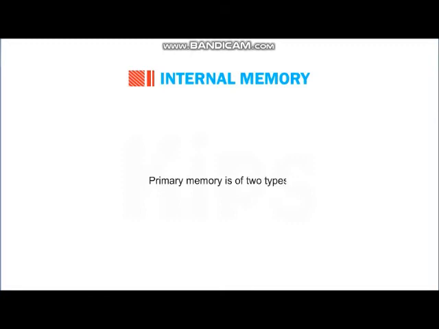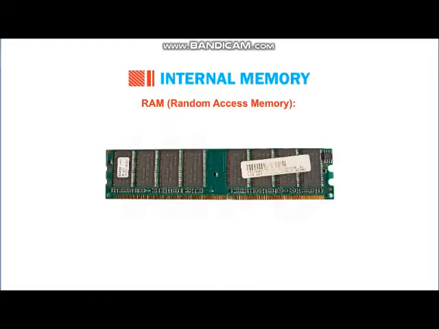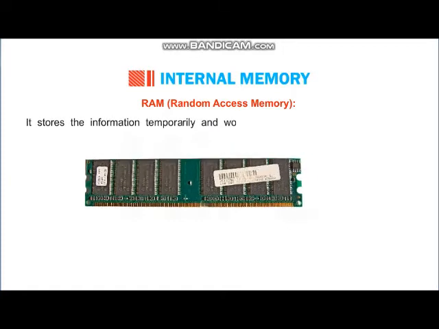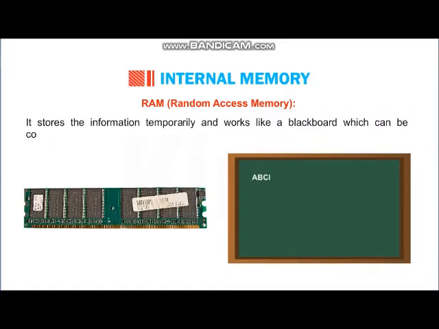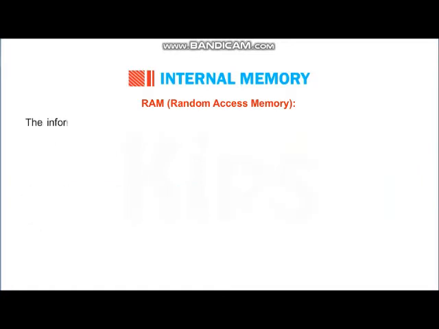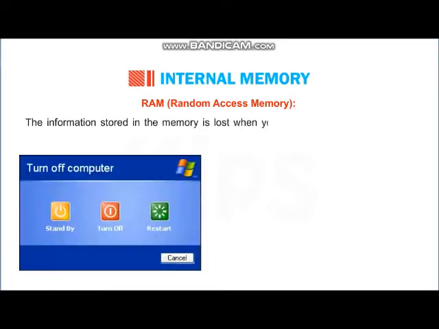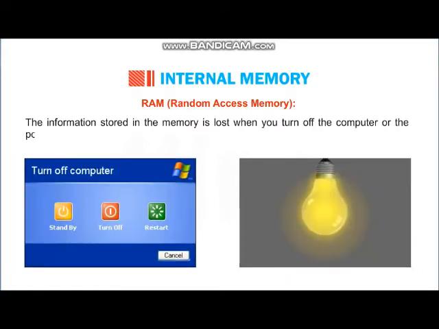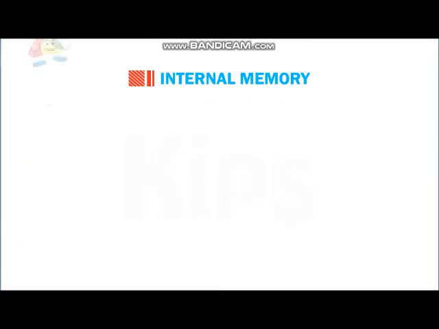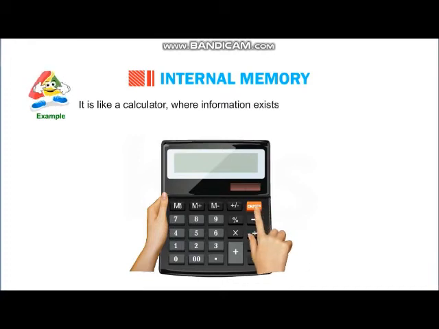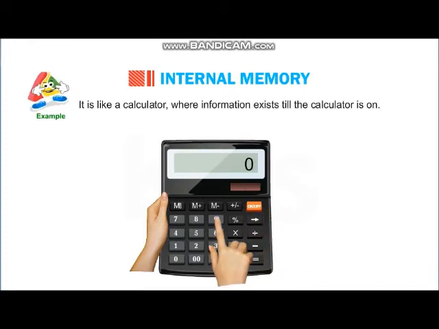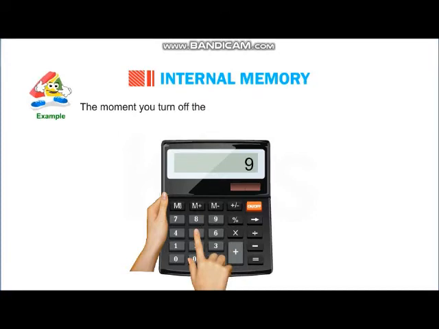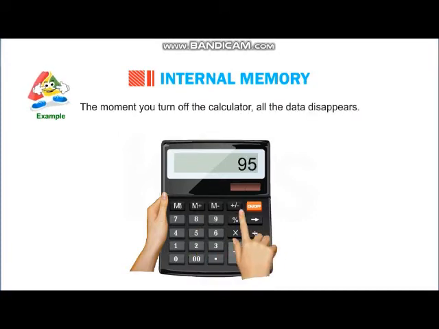Primary memory is of two types. RAM, random access memory. It stores the information temporarily and works like a blackboard which can be constantly overwritten with new data. The information stored in the memory is lost when you turn off the computer or the power goes off. For example, it is like a calculator where information exists till the calculator is on. The moment you turn off the calculator, all the data disappears.